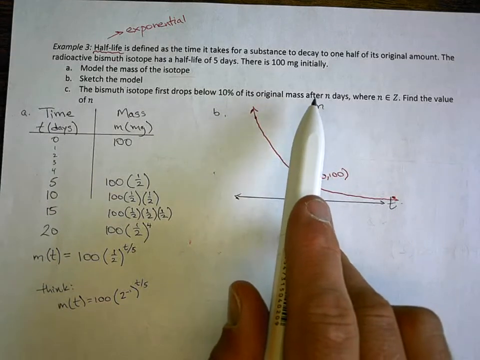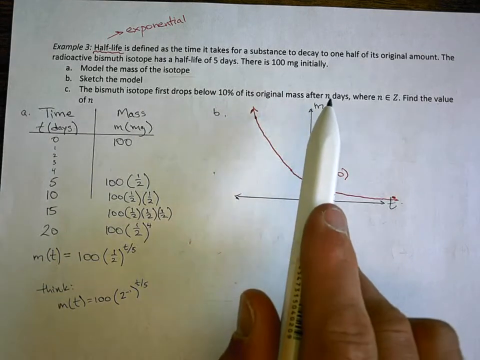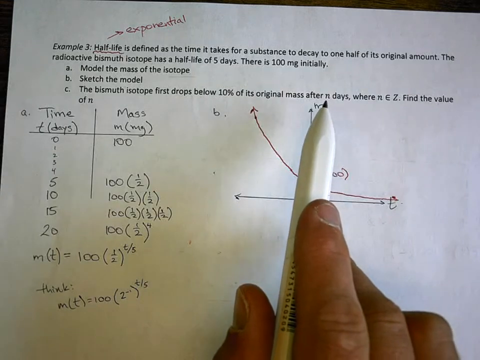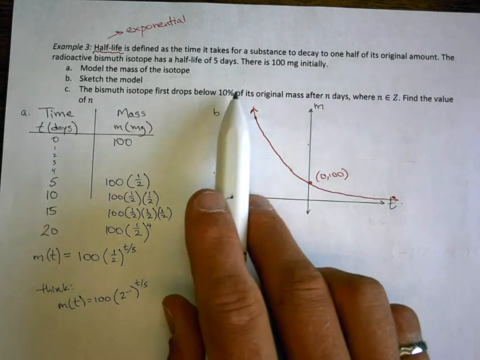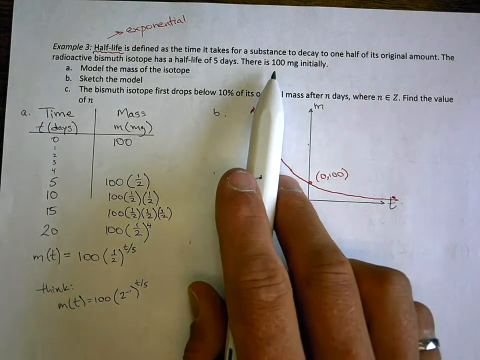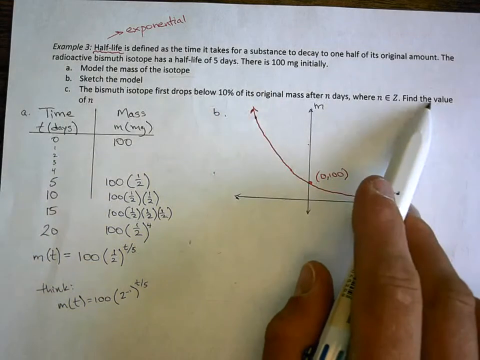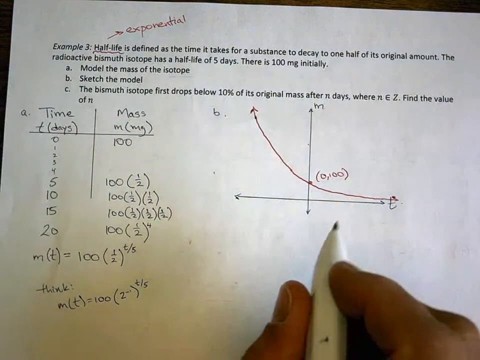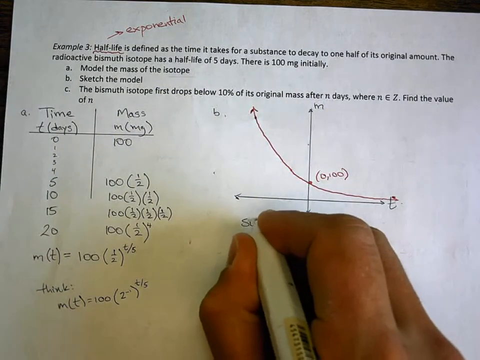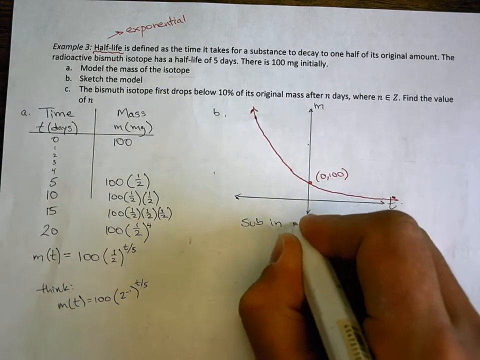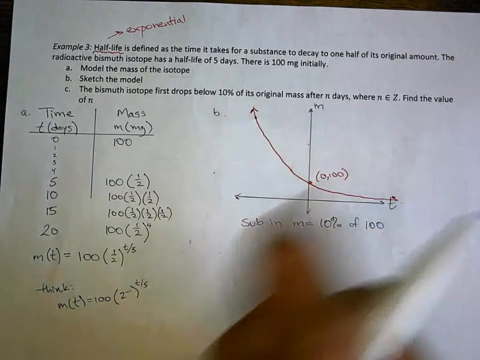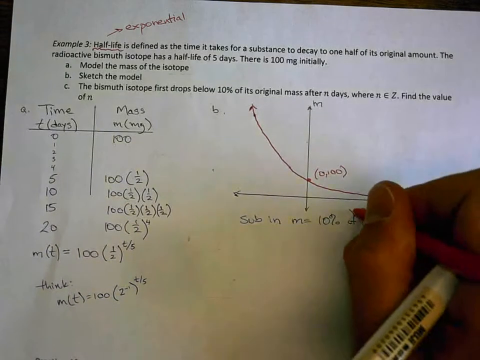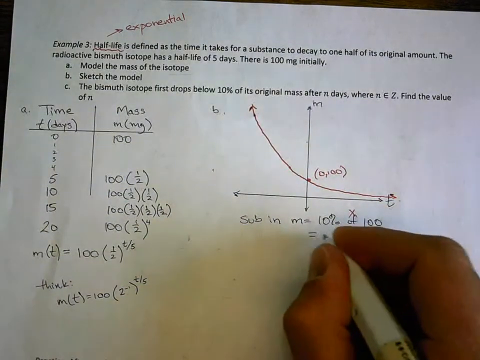Does it take 1 day? Does it take 2 days, 3 days? We don't know. When does it drop below 10% of its original mass? 10% of 100. I need to find out, right? Find the value of n. So all it's saying is sub in m equals 10% of 100. Of course, "of" in math means multiply. So this means sub in when m is equal to 10.